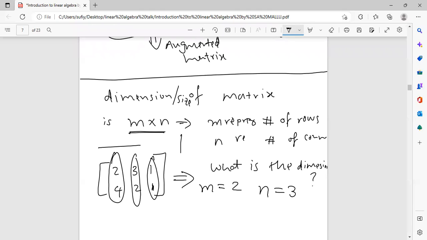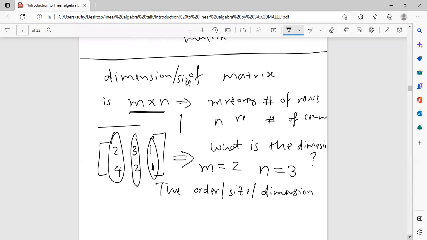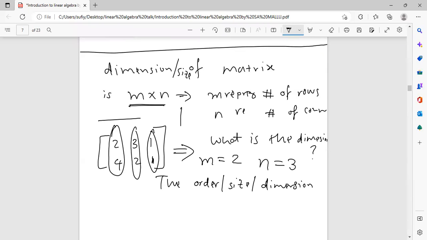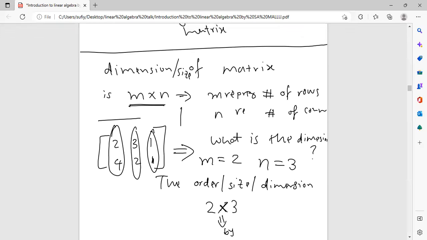So the order, or some would prefer the size, or some will call it the dimension, depending on the author or the lecturer, they use the words order, size, dimension. So the dimension of this given matrix is the number of rows by the number of columns, which is 2 by 3. Remember, we read this as by. It says 2 by 3, which means we have 2 rows and 3 columns. So the final answer is simply 2 by 3.